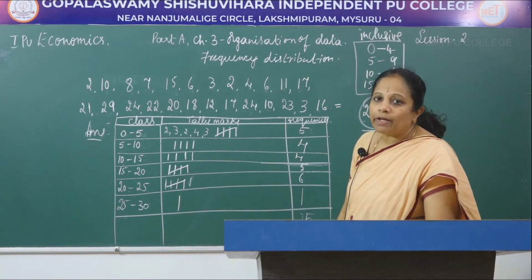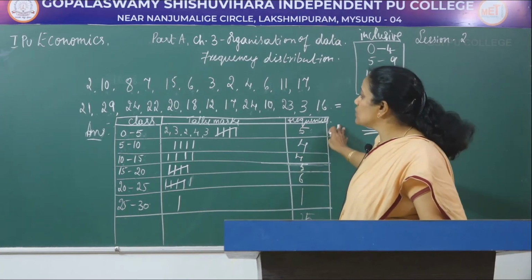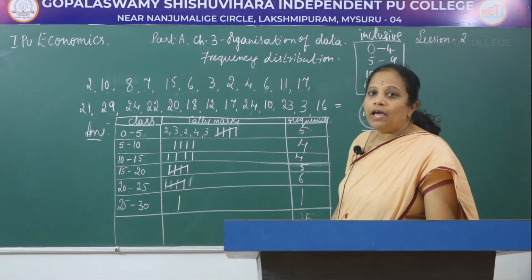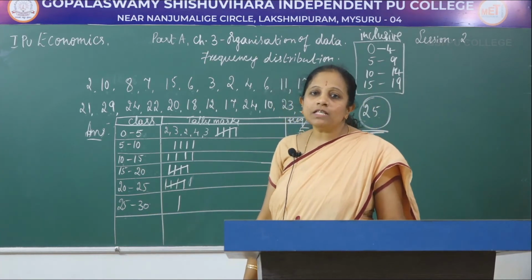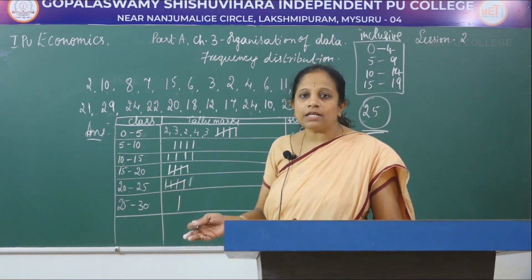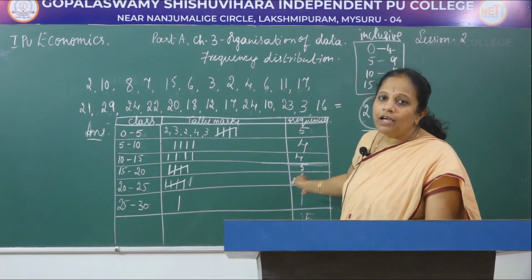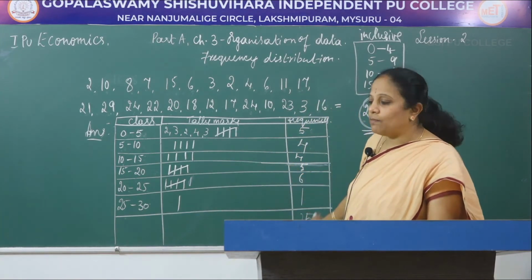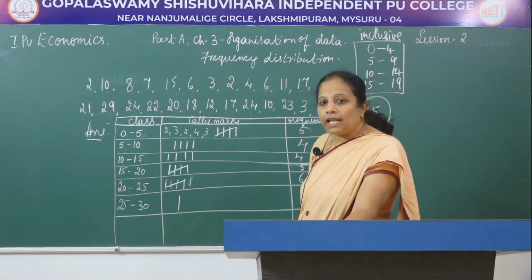So this is the method of frequency distribution. Frequency distribution is done this way, and in your examination you will be asked to prepare a frequency distribution with the help of the following data. That is, they will give some numbers, and with the help of those numbers you have to prepare a frequency distribution table. You have also learnt about the class midpoint or the class mark.